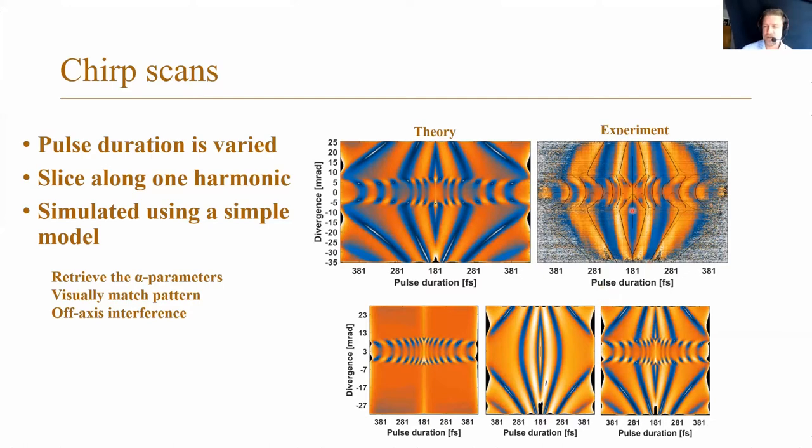I mean, this is not a very high harmonic. It's a few harmonics above the threshold. And here, the signal is strong. Here, this pattern is really clear.